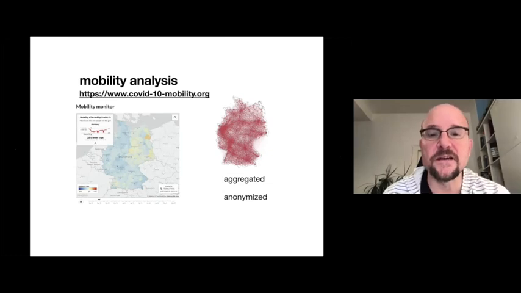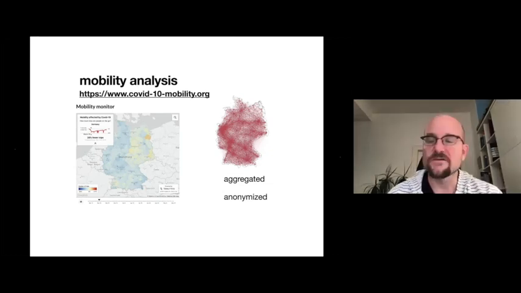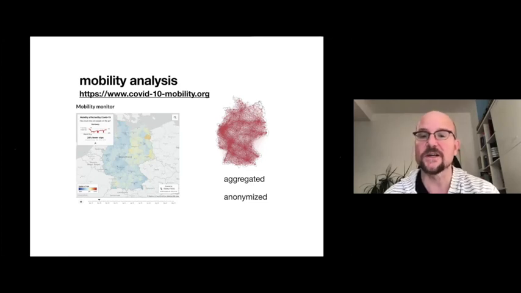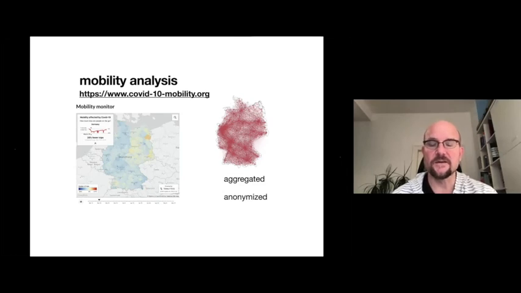It says 10. That's wrong. You can see that in the header it says COVID-10 mobility. It's wrong, COVID-19 mobility. So if you want to go to the website, you can try it in parallel to the talk. And there, all this data is displayed on how mobility changed for every day from February until now.